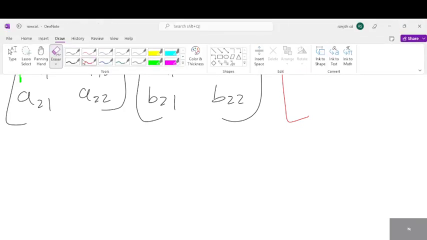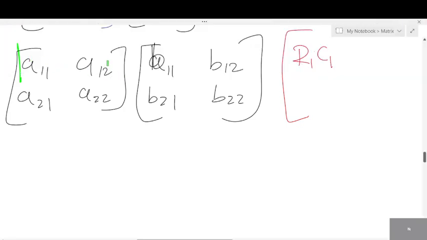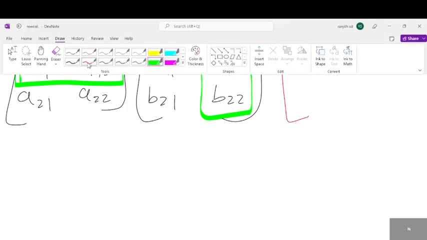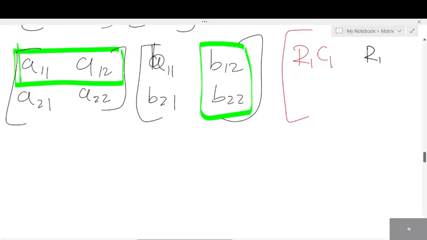Okay, next. Take the first. See, first row, first column is done. Again, go back to the first row. Now take the second column. So what is the formula? You have taken the first row, multiplied with which one? Second column, C2. C2 stands for column 2.